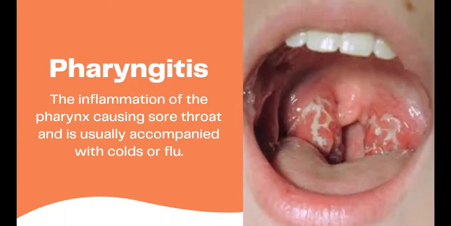You can see that the airways are very small compared to the normal lung. Another one is pharyngitis. Pharyngitis is the inflammation of the pharynx, causing sore throat and usually accompanied with colds or flu. This can be caused by a bacterial or viral infection.